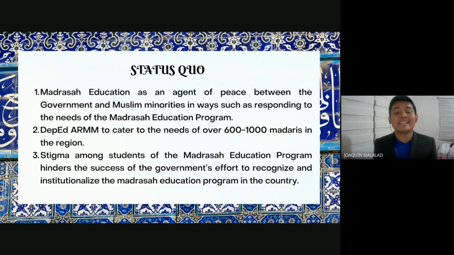Lastly, this issue, which I want to highlight, is the existing stigma present from other sectors in our country, especially those from non-Muslim demographics, who stigmatize students from madaris with labels such as breeding hub for terrorists, which sadly limits their chance to land better job opportunities. This is very alarming because this is an oppressive behavior which hinders the success of the government's effort to recognize and institutionalize the madrasa education program in the country.